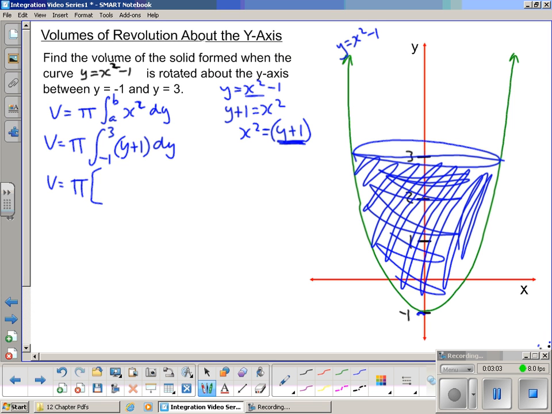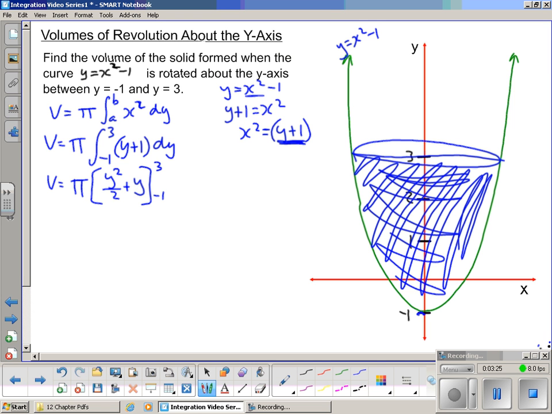And the integral of y plus 1, we add 1 to the power and divide by the new power, we'll get y squared over 2. Plus 1 is a normal number like 1, our integral of 1 will be the letter y. And we want to figure that out between 3 and minus 1.